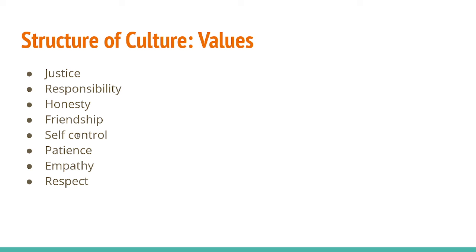So we can, for example, in a Klingon society, honor sits at the top of this list. I didn't include it in here. In human cultures, honor is also important. But these are just examples. So we have to think about what our species might value in their society. Friendship, self control, patience, empathy, respect. These are all things that we see as valuable in our culture.